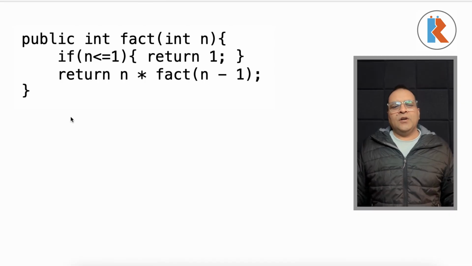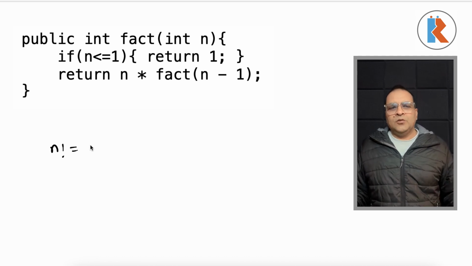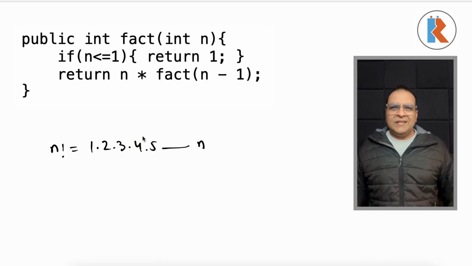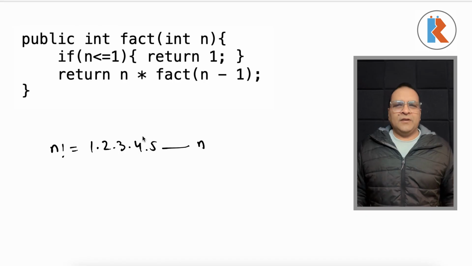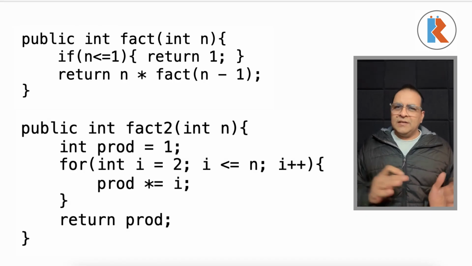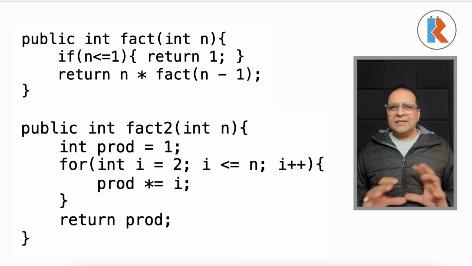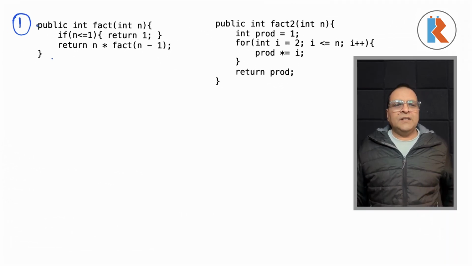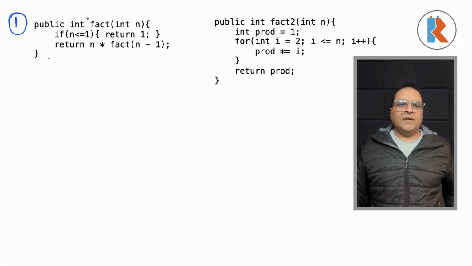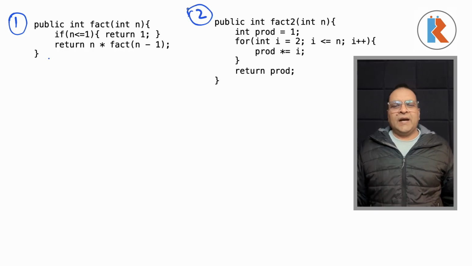Another way of looking at factorial of a number is that n factorial is the product of all the numbers from 1 to n. So it will be 1 into 2 into 3 into 4 into 5 all the way up to n. This is an iterative way of looking at factorial of a number. If you convert this logic into code, then it will get translated into a for loop. Let us compare these two functions. The first function is a recursive function to find the factorial of a number, and the second function is an iterative function to find the factorial of a number.